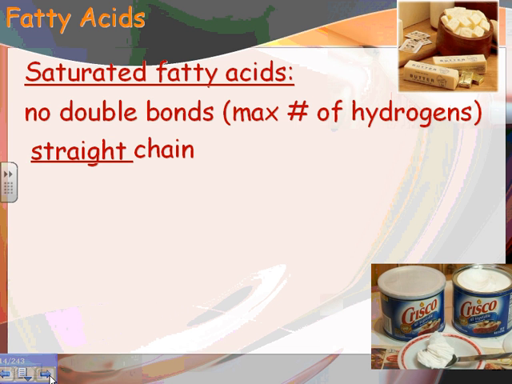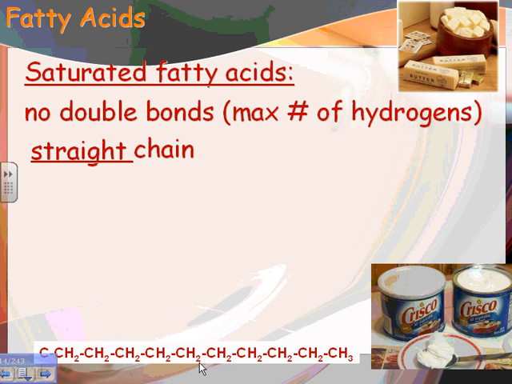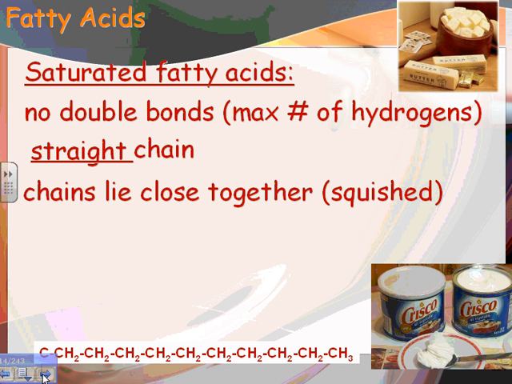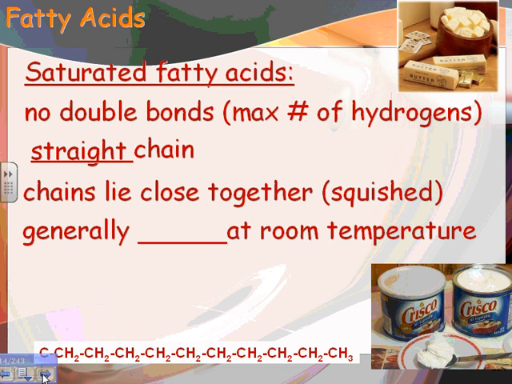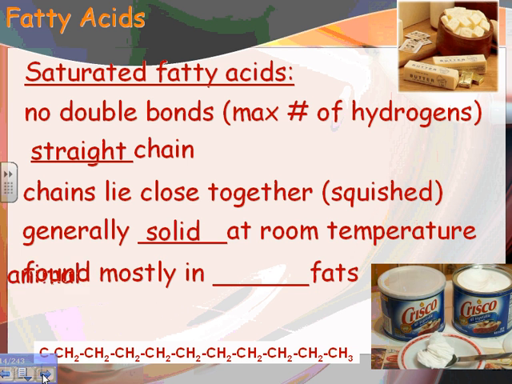So they have a straight chain, which looks like that. And the chains lie close together, so you can squish a whole bunch in a single little area, so you have a lot of energy per volume. And because you can squish a ton of stuff together, they tend to be solid at room temperature, and they're found mostly in animals.